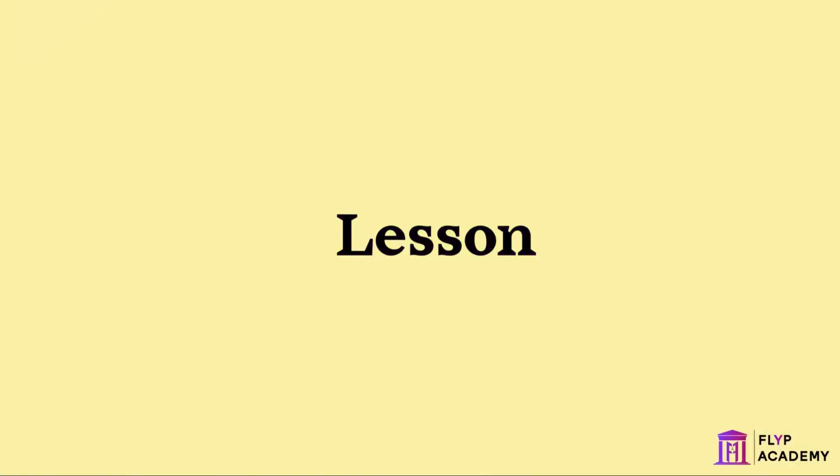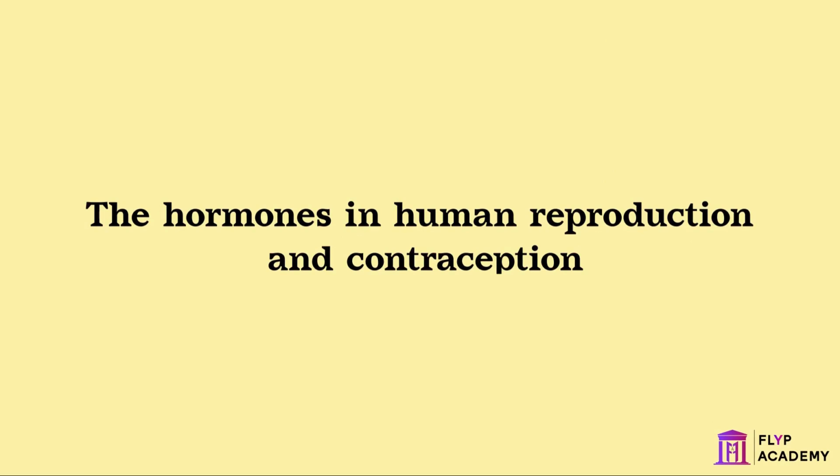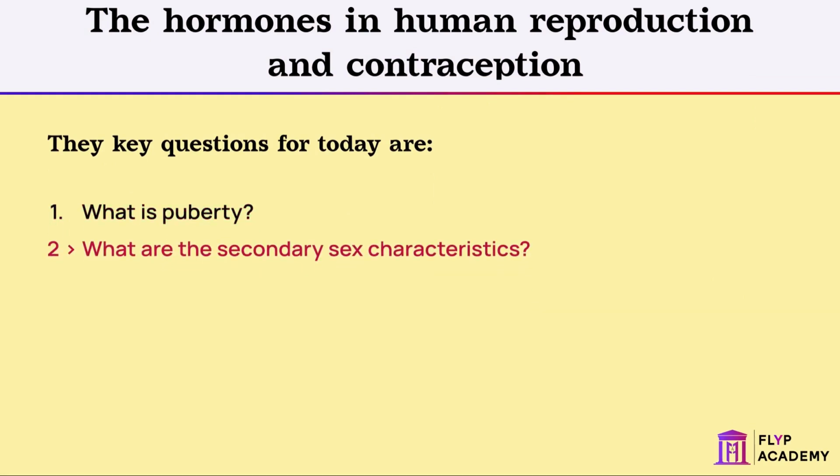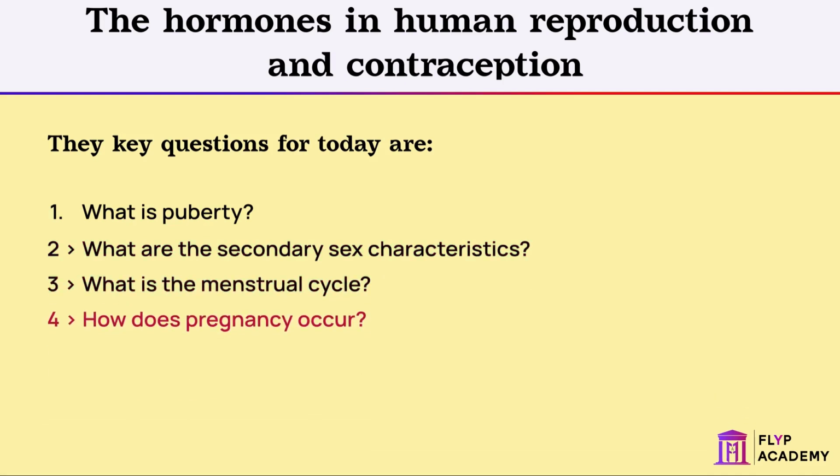Welcome to our lesson on the hormones in human reproduction and contraception. The key questions for today are: 1. What is puberty? 2. What are the secondary sex characteristics? 3. What is the menstrual cycle? 4. How does pregnancy occur? 5. How can pregnancy be prevented?